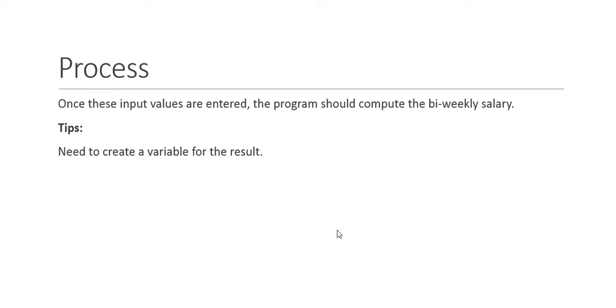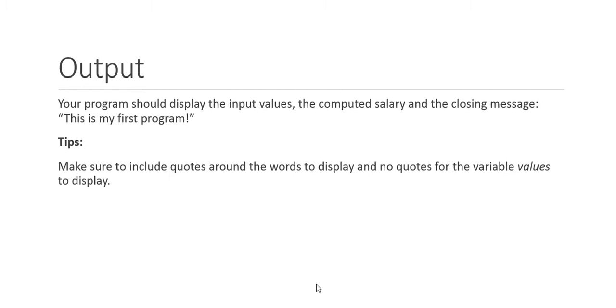Your equation will be using your input variables by name and the appropriate arithmetic or multiplication or division symbols that you need. The output then should display the input values, the computed salary, and the closing message. So it will have a statement that will display all those input values, but do make sure that words you want to display have quotes around them. If you just want a value from a variable, you would just type in the variable with no quotes.